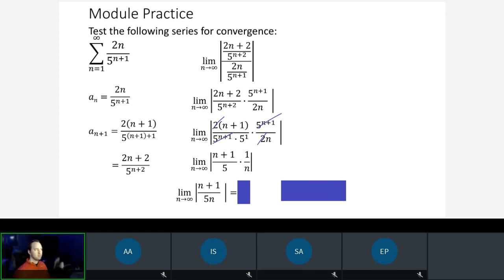All right, so we have n to the first on top, n to the first on bottom. They're even, so what is the limit of that? What does the r value equal? Remember, we want the r value, the ratio test value. It is 1/5. So remember, when the exponents are the same, you take the ratio of the coefficients. It is 1 over 5.